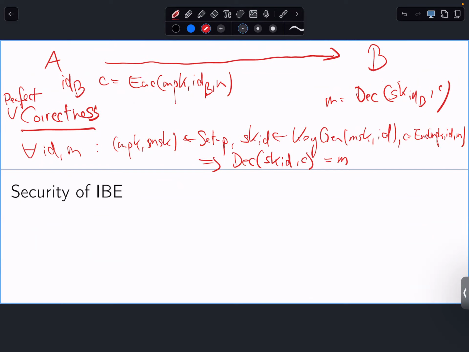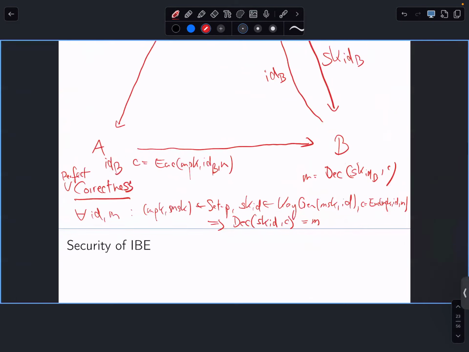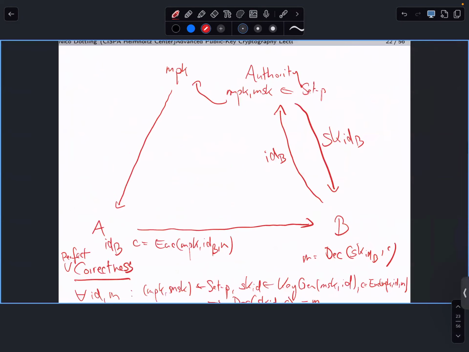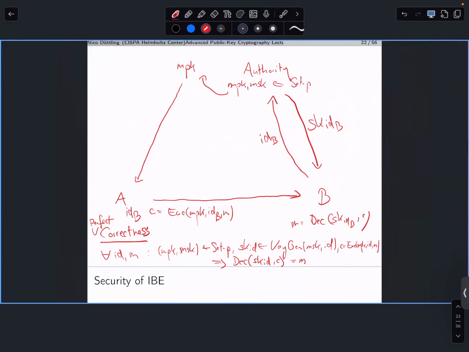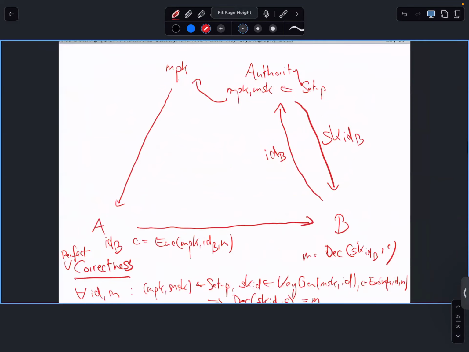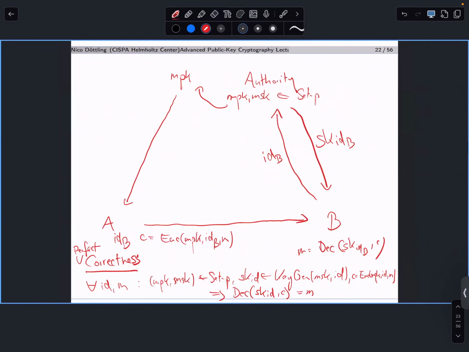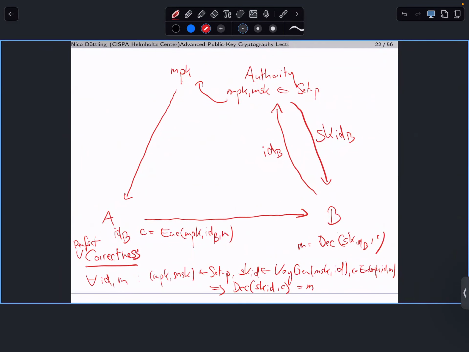We can, of course, relax this to statistical correctness, where we just ask that the probability, for all identities and messages M, that this holds be 1 minus negligible overall.